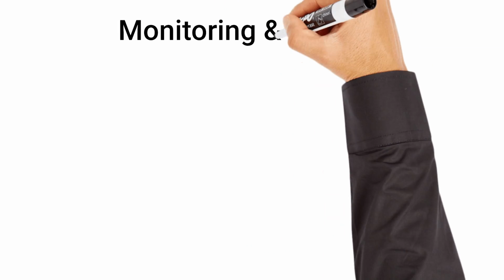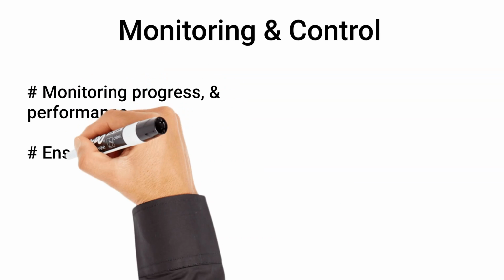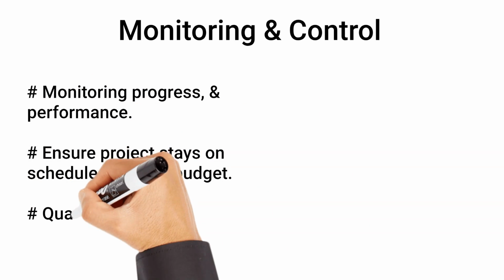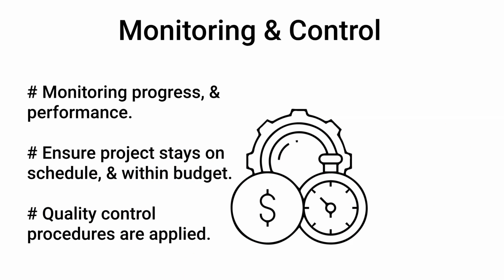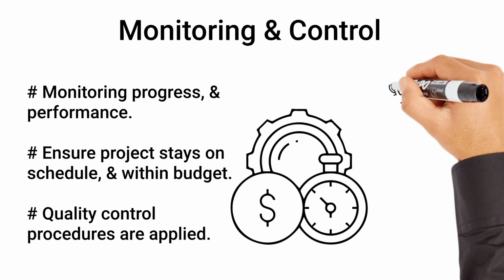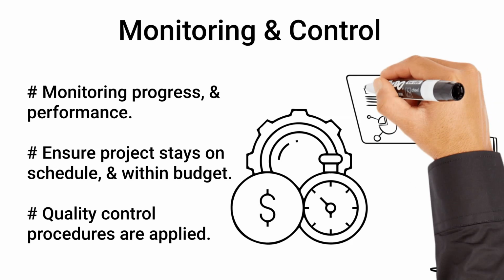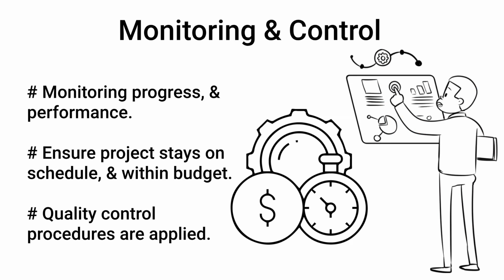The fourth one is monitoring and control. This process involves monitoring the progress and performance of the project to ensure that it stays on schedule and within budget. Quality control procedures are applied to guarantee quality assurance. The project manager monitors that the project's key performance indicators are aligned with set goals, assuring that the project is headed in the right direction to become a reality.